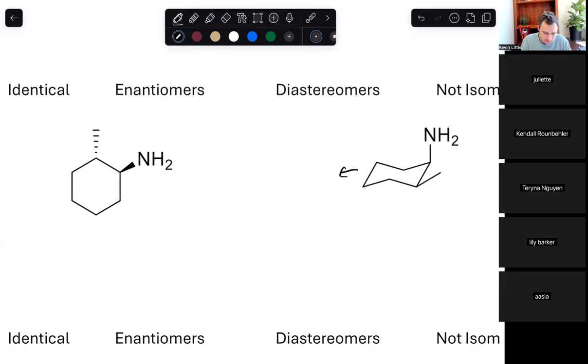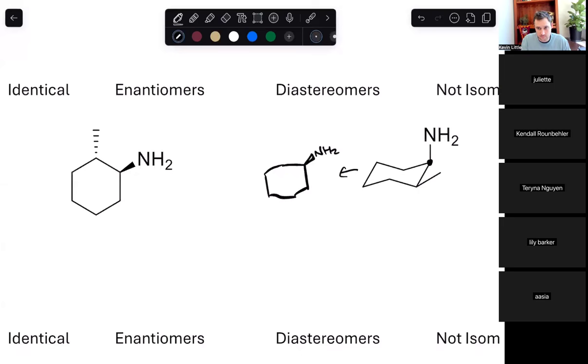In order to compare these two things, I want to get this into a wedge dash out of its chair conformation. So I'm going to draw a cyclohexane, and I'm going to note that this nitrogen is going up. I'll choose the same carbon that this nitrogen's on so I can compare them. Nitrogen's up, so it's on a wedge, right? It's literally pointing up, so it's going to be on a wedge when I convert it into this.